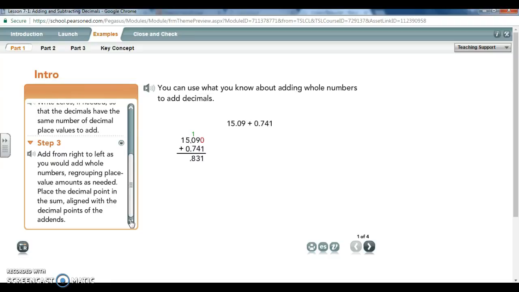5 plus 0 equals 5. There are no tens in the second addend, so carry the 1 into the sum. The sum is 15 and 831 thousandths. So again, you must line up these decimal points, and then in your answer, you just drop it down. So all of these points are lined up.